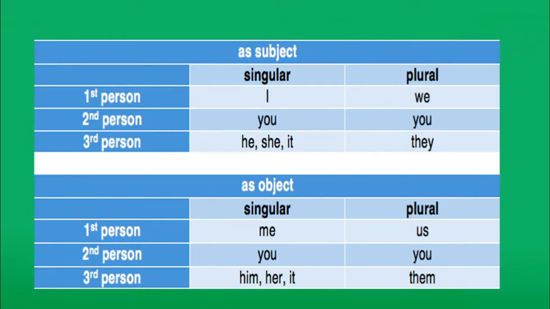Look at this one thing. The pronoun he is used for masculine gender. She is for feminine, and it is for neuter gender, as well as non-living things. The plural form of he, she, and it is they. Them is used for him and her. Okay?